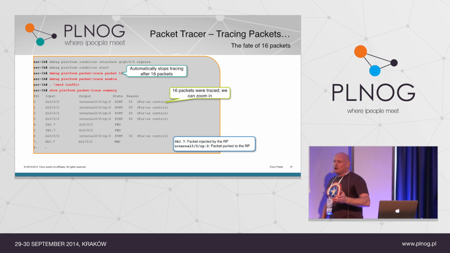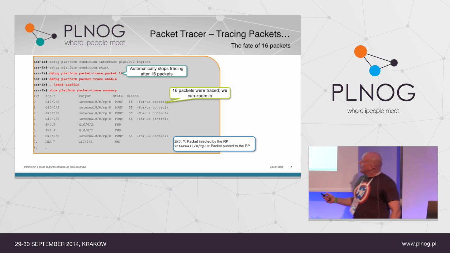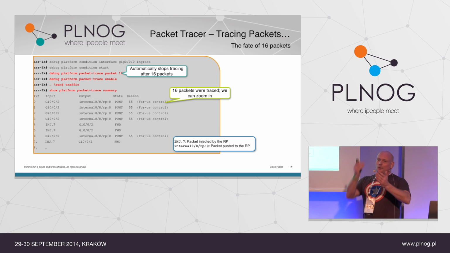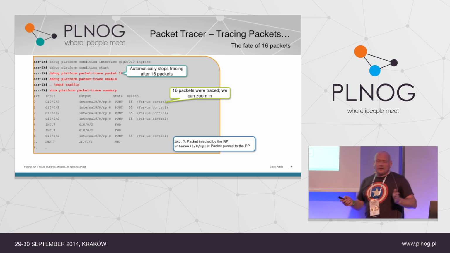But then you can go beyond that. You can even go to the packet level. So here, again, same CLI, we put a condition, whatever the condition is, and then I say, I would like you to trace 16 packets. And we can go up to 8,192. Then I just use the same CLI, I just enable a new command. And now, when I look at show platform packet trace summary, I have more visibility.